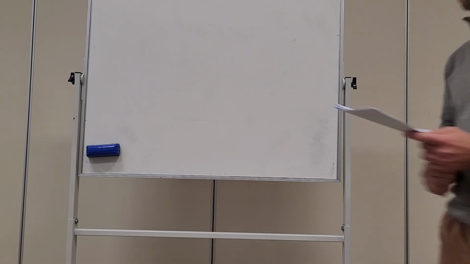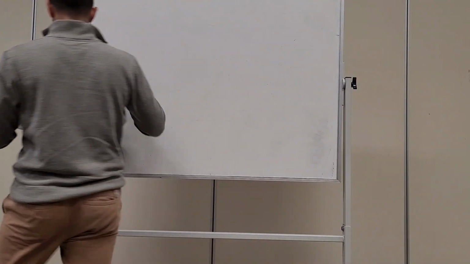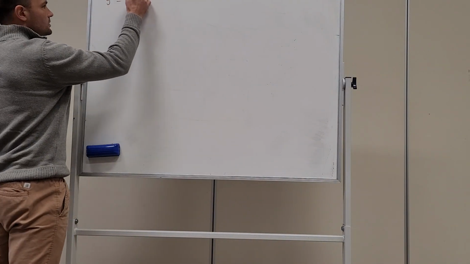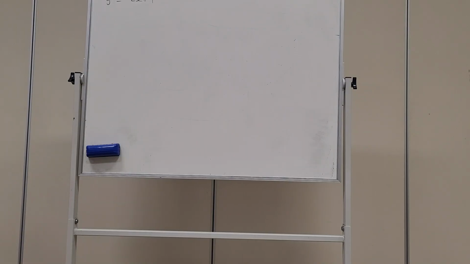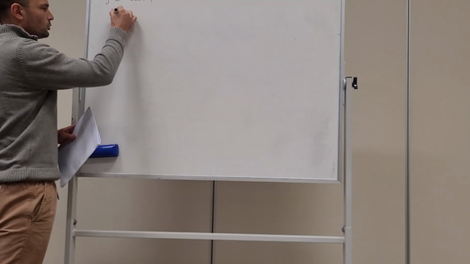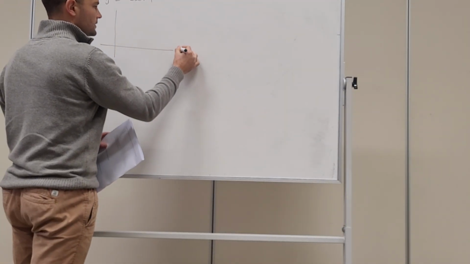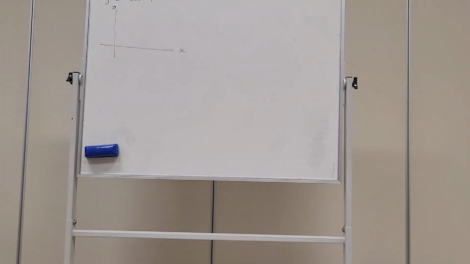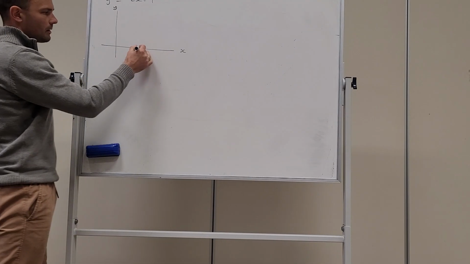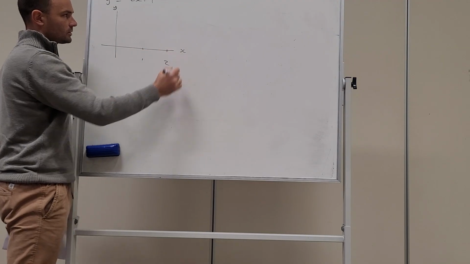Nonetheless, we're going to start with 4A, and we have: consider the equation y equals 2x plus 1, and we're asked to graph the function over the interval from 0 to 2. Okay, so here's our x-axis, here's our y-axis. This is the equation of a line. We're going from x equals 0 to x equals 2.